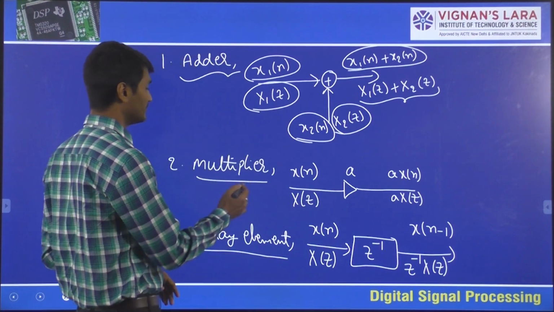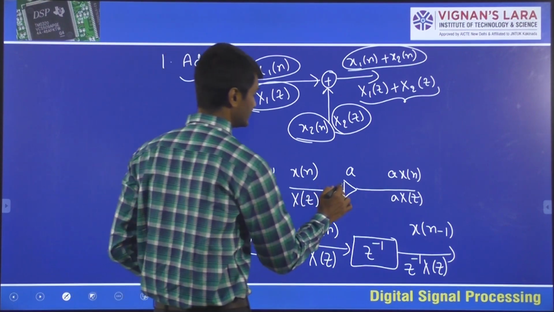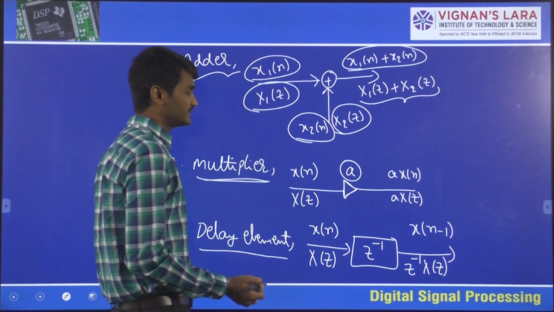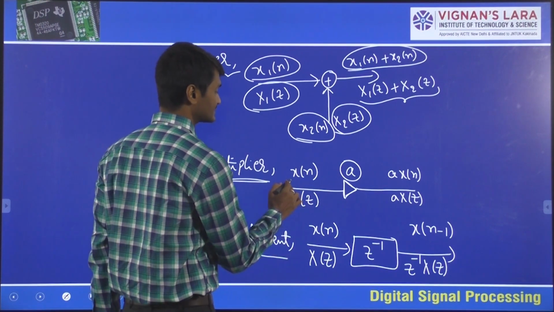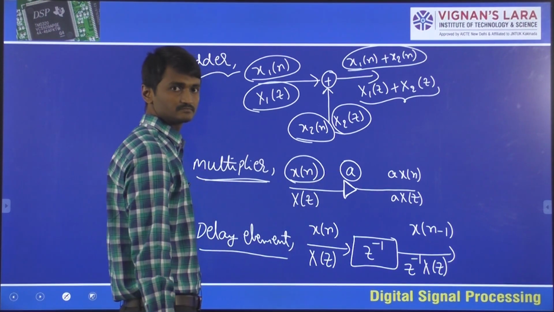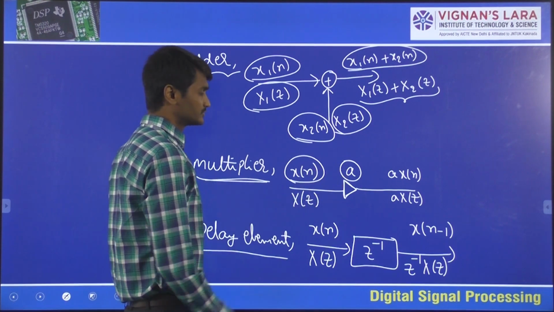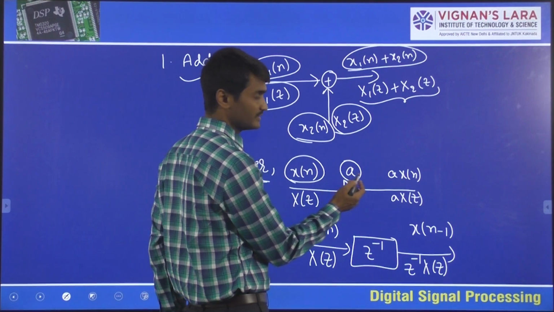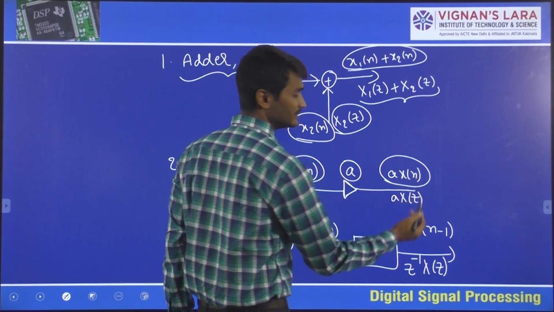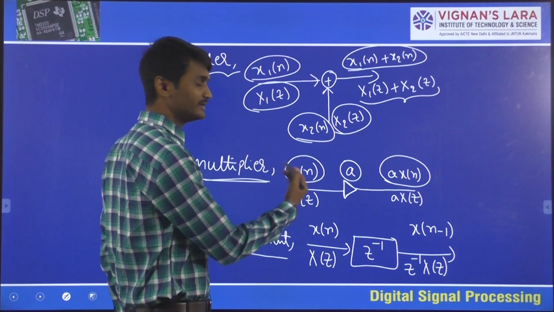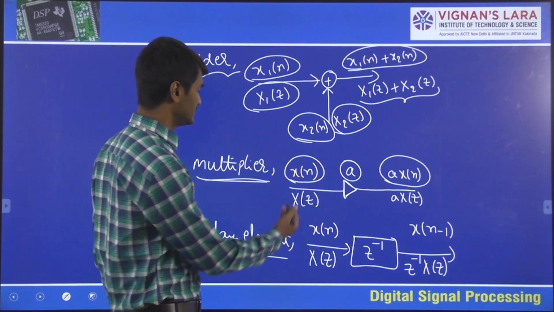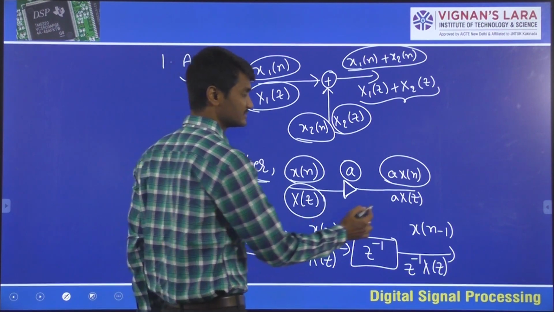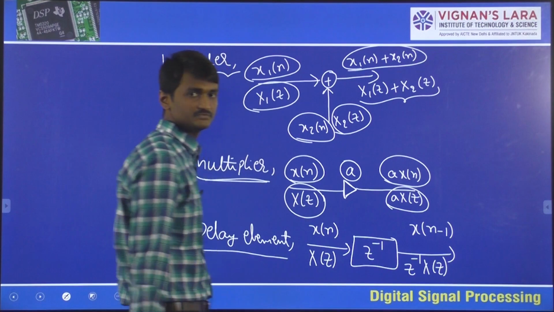Similarly, coming to the multiplier, here it is the multiplier. The scaling factor we are considering is a. So x of n is multiplied with a, that is, amplified by a. x of n is applied to the multiplier, so that the scaling factor is a. Then the output of that multiplier will be a into x of n. Similarly, its frequency domain representation, that is in the z domain, is x of z multiplied with a, that is a into x of z.